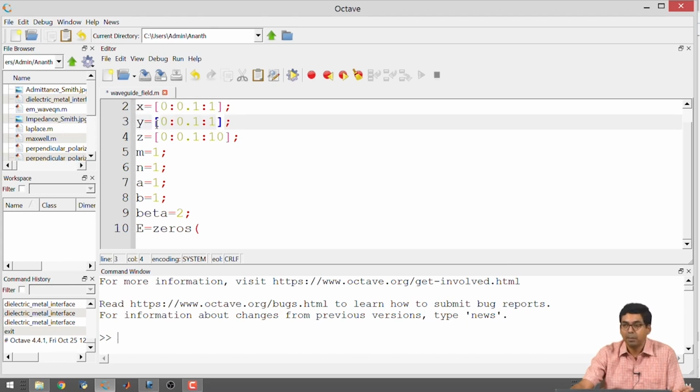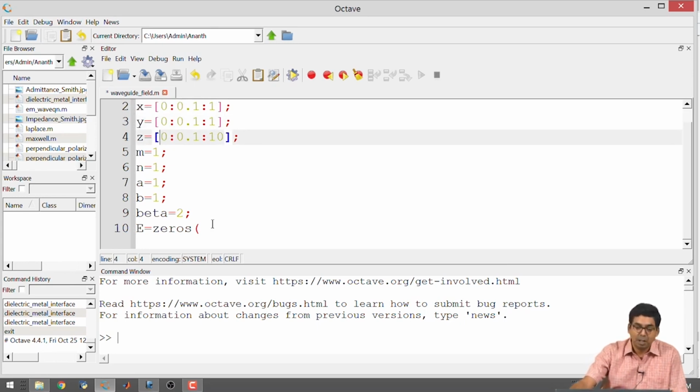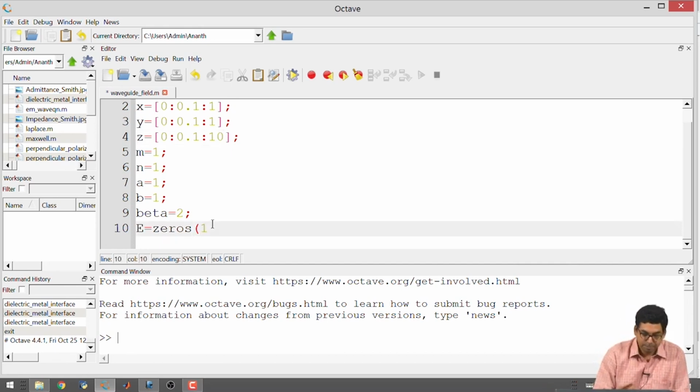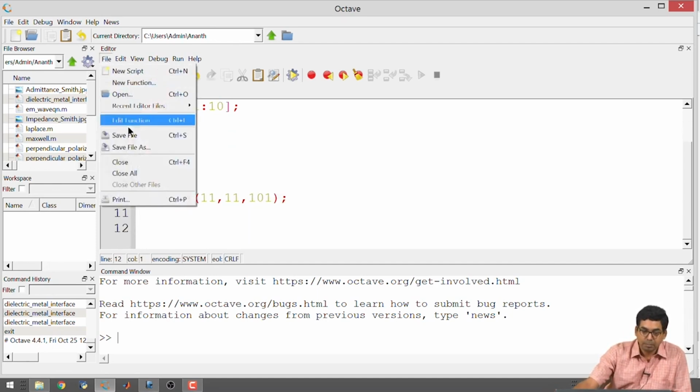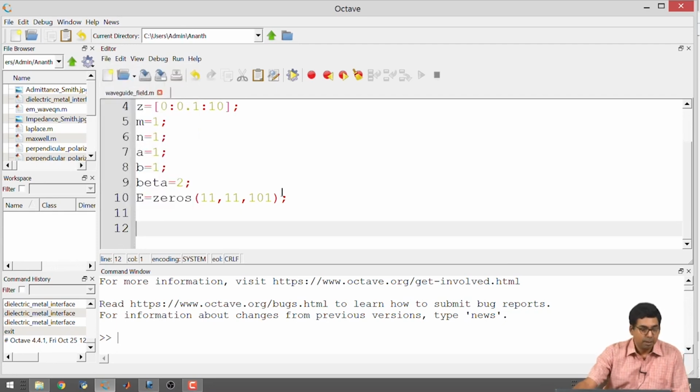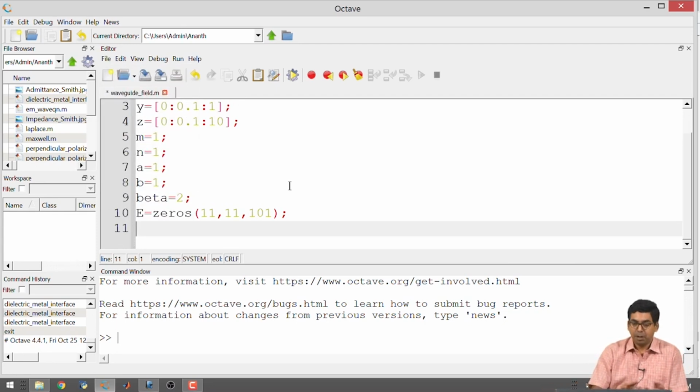Similarly, in the y direction I will be having 11, and in the z direction I will be having 101, right. Now, I am not going to write a very efficient code or anything like that. I am going to write as simple code as possible to do this, alright.